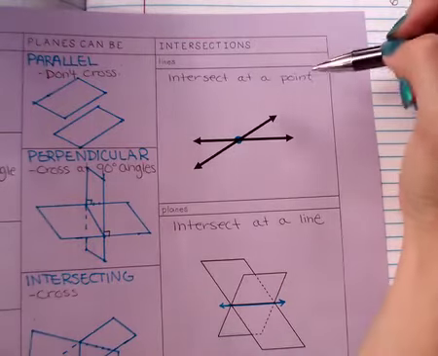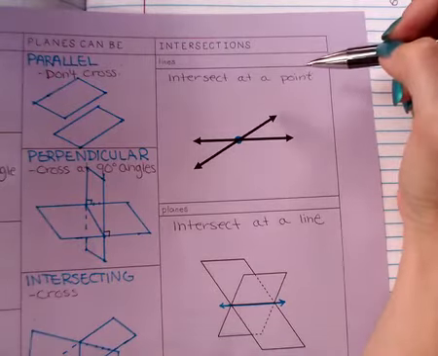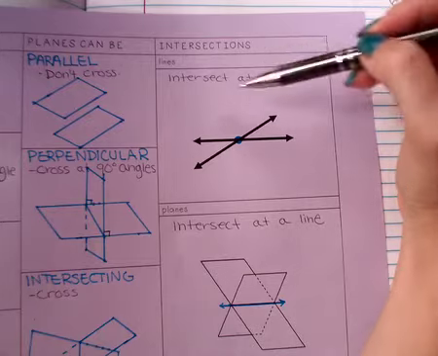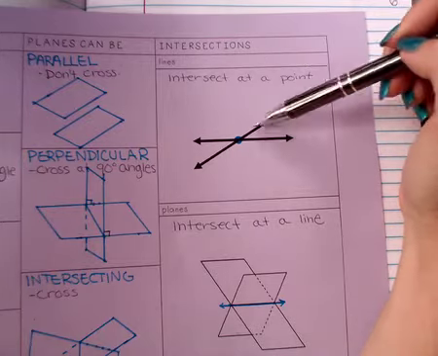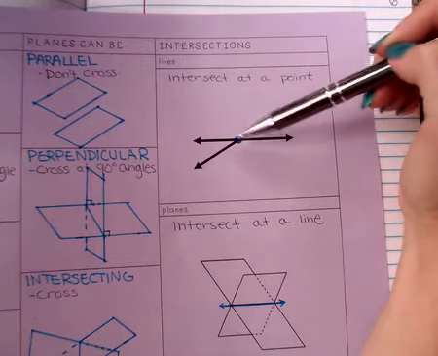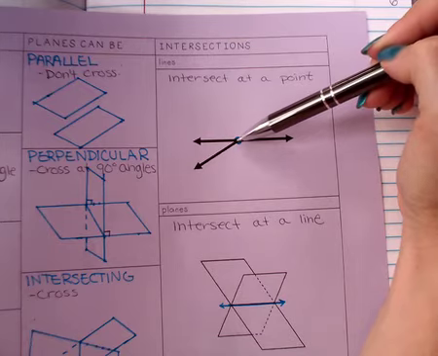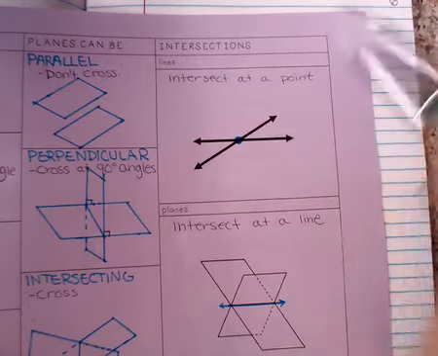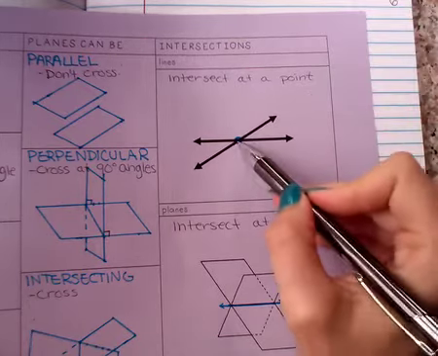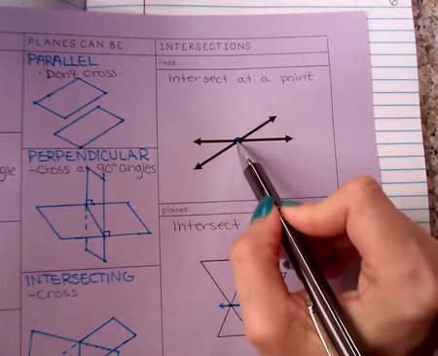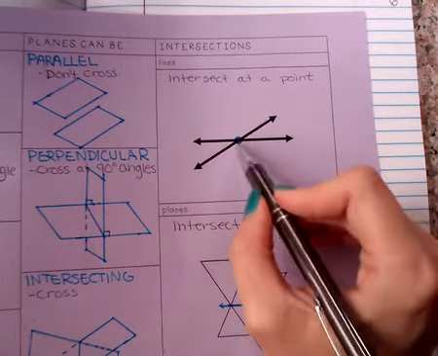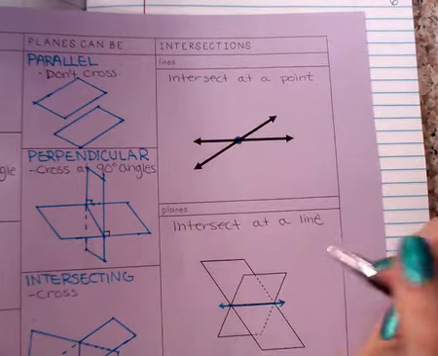So there are a couple of different kinds of intersections that we can have. If we have two lines that are intersecting, then those lines are going to intersect at a point. So see how where these two lines cross, there is a point where they are intersecting. There's only ever one point where two lines intersect.